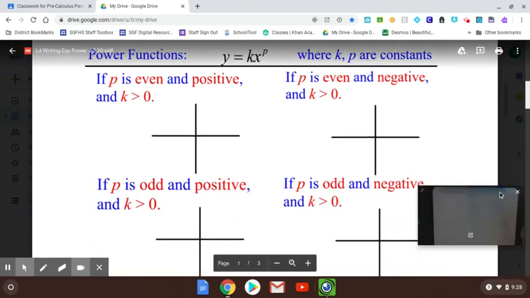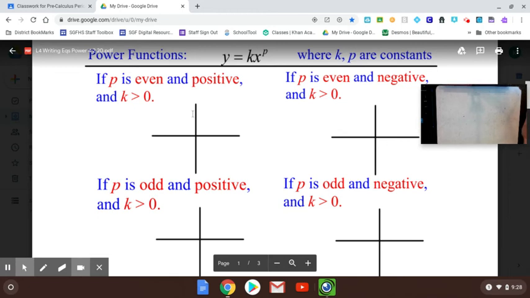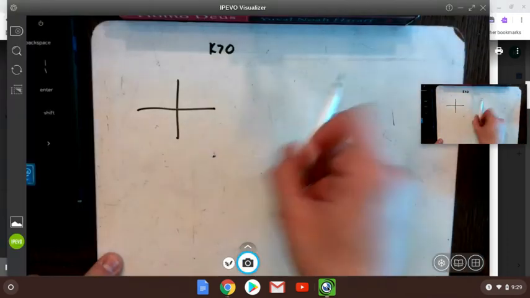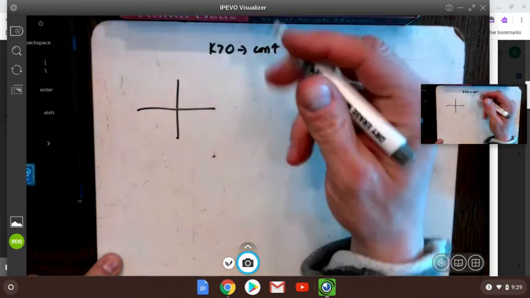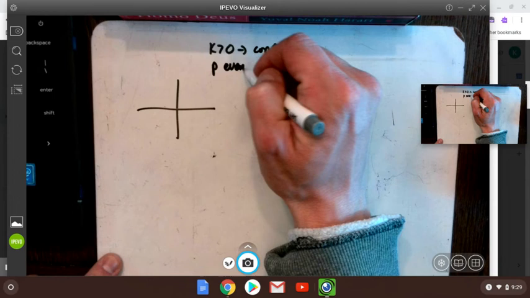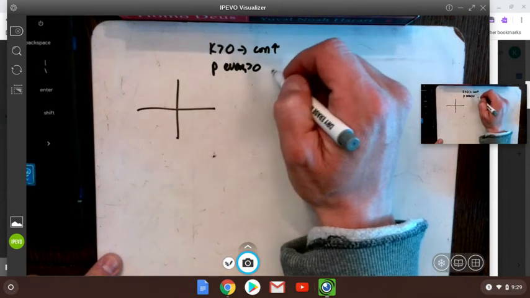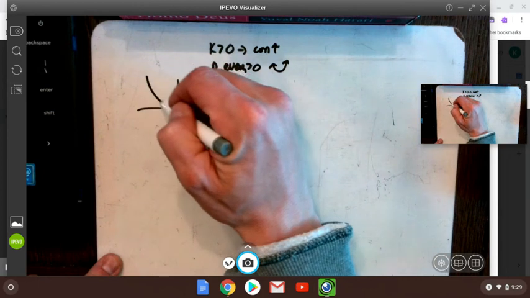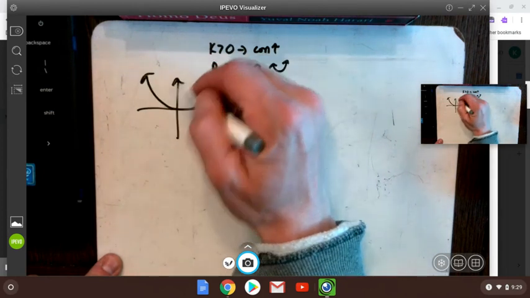So a little brief scenario that we can hit. What would these things look like? Positive and even p. So we're talking about something to the second, fourth, sixth, eighth, 10th, 12th, and so forth. We know that's going to resemble a parabola. And k greater than 0 just means concave up. So with k greater than 0, we're going to have concave up, and with p even and positive, we're going to have basically a parabola. So I'm going to draw that right there, and that is our first scenario.